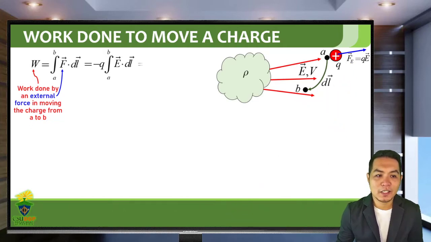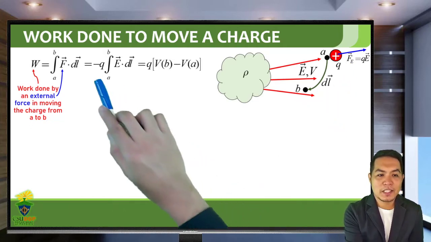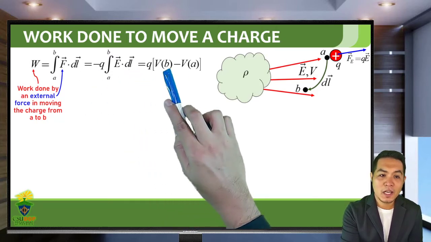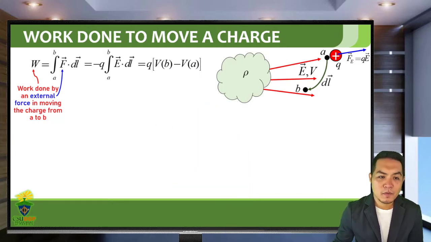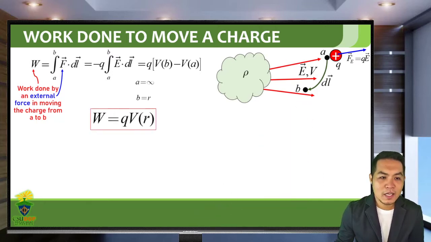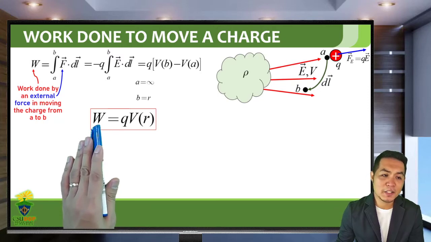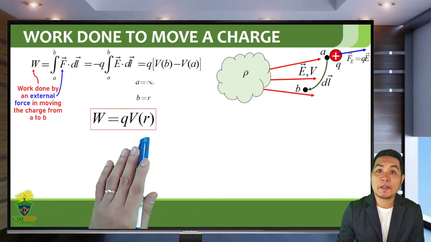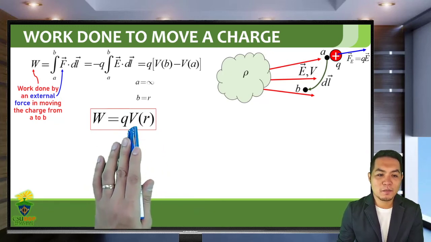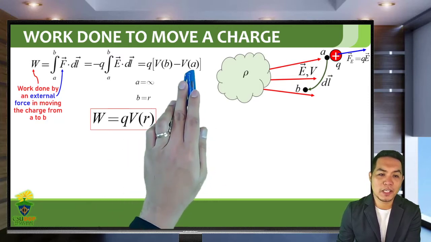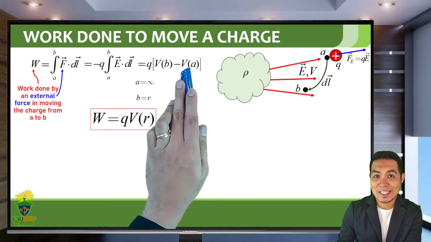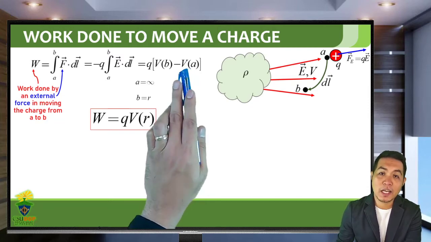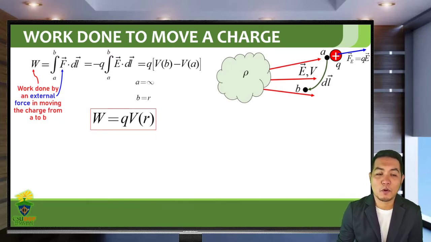Based on our definition, negative E dot dl is just the potential difference between point A and point B. Now if we take point A as our reference at infinity, and point B at our field point, say r, then the work done by an external force in moving the charge from infinity to r is just Q times the potential at r, since we are assuming that the potential at infinity, at point A, is 0. Take note, potential is inversely proportional to r, so when r approaches infinity, 1 over infinity is a very small number, or approximately 0.